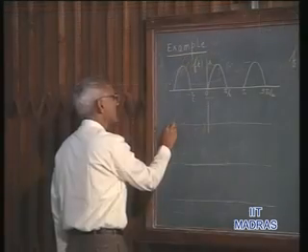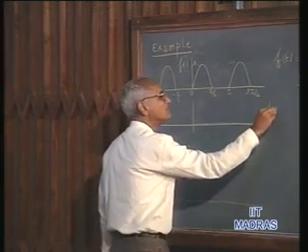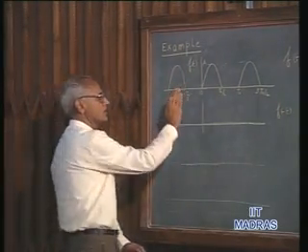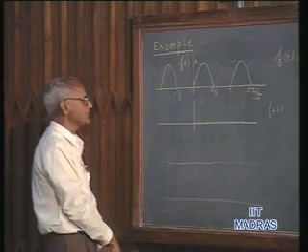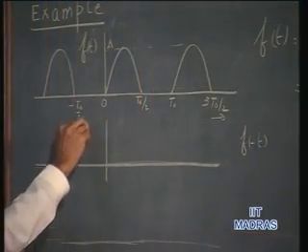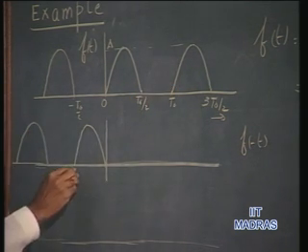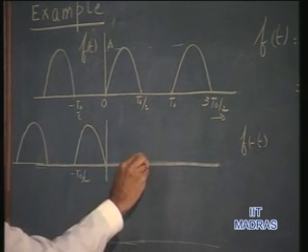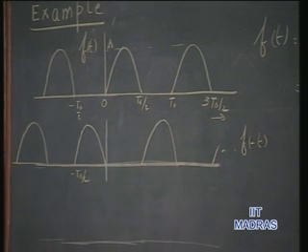Suppose this is f of t, then let us construct what f of minus t would be. The sequence of values which this function takes for positive t, it will assume in the reverse direction. Therefore, you have a loop corresponding to this and another loop corresponding to this on the negative side. And corresponding to this, you have a loop like this and it goes on like this. This is f of minus t.